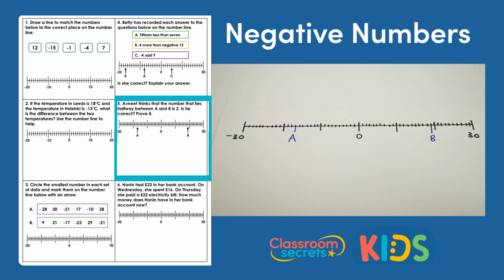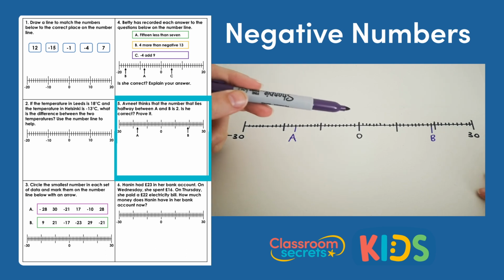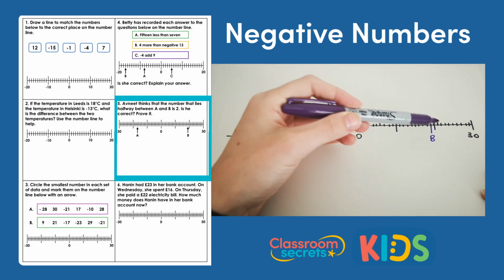So as you can see, we've got negative 30 on one side and 30 on the other. And we need to work out what the increments in between mean. So at first glance, it looks like they could be worth 1 each. And that could be 10, 20, and so on.